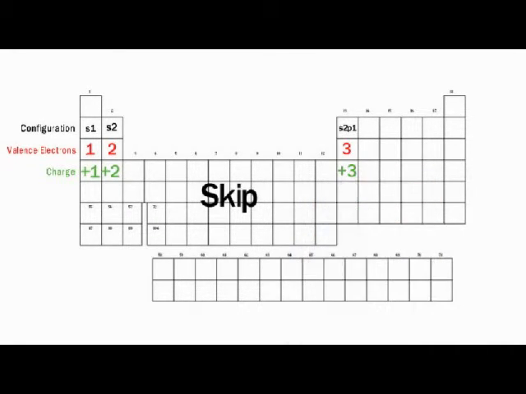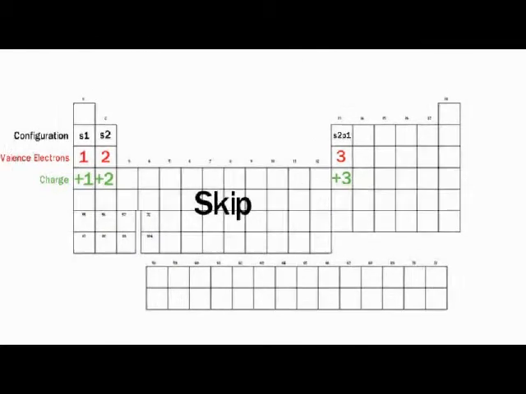So we're going to skip over the whole transition metals section here. In the third column, which is boron's column, it's got an s2p1 configuration, which means it has three valence electrons and therefore forms a plus 3 charge. Now these are the positively charged ions. Everything in these columns will have either a plus 1 in the first column, plus 2 in the second column, or a plus 3 charge in this third column. Now, we're going to skip the fourth column here for a second.